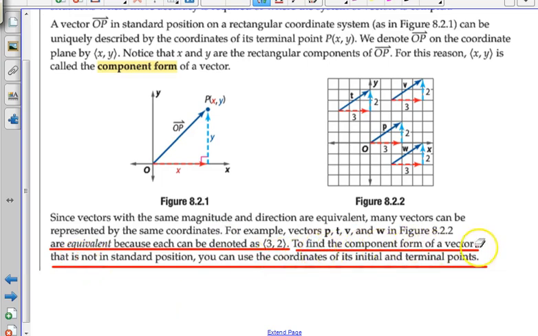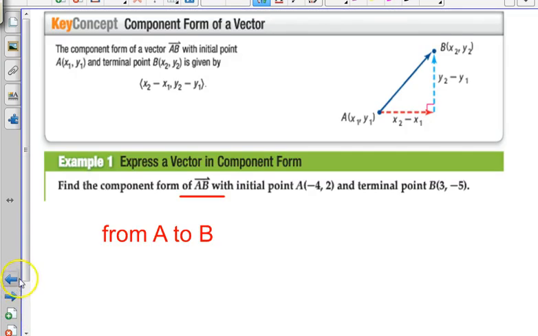To find the component form of a vector that is not in standard position, you can use the coordinates of its initial and terminal points. So where does it start and where does it end? And what we're going to do is say how far did it go left and right and how far did it go up and down. This shouldn't be difficult if you have good number sense, but it can be very difficult for those of you who don't know your signed number stuff very well. This says it's going from A to B. That's what this notation means.